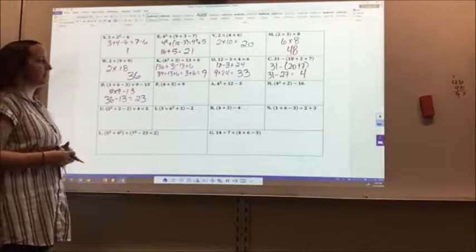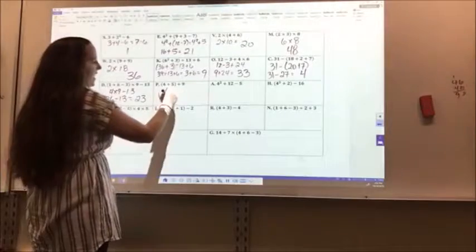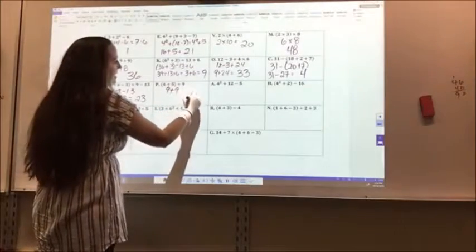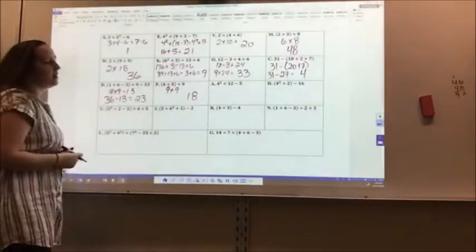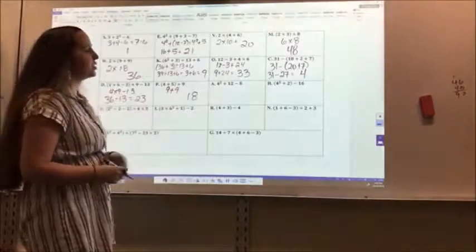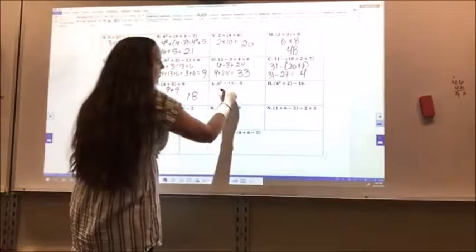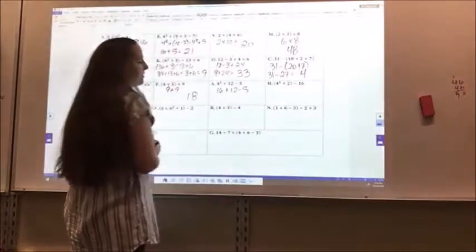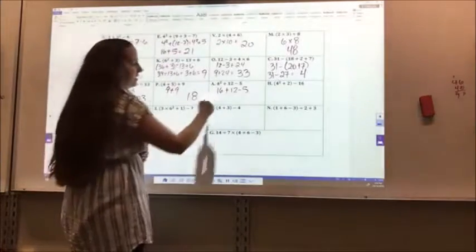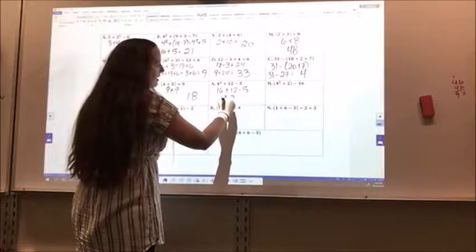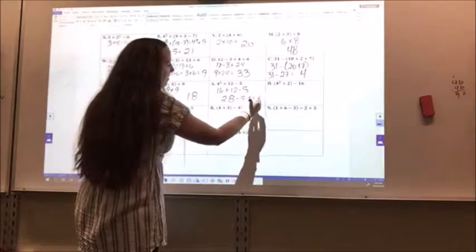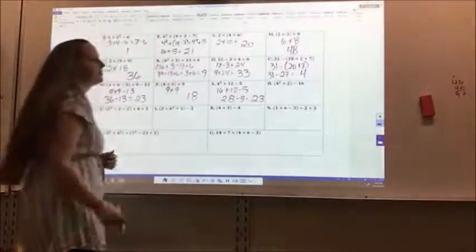P is 4 plus 5 plus 9. 4 plus 5 is 9, so 9 plus 9 is 18. Then I have 4 squared plus 12 minus 5. 4 squared is 16 plus 12 minus 5. 16 plus 12 is 28 minus 5, which is 23.